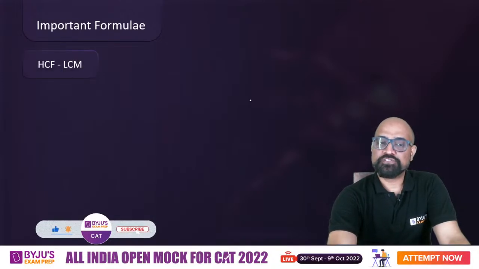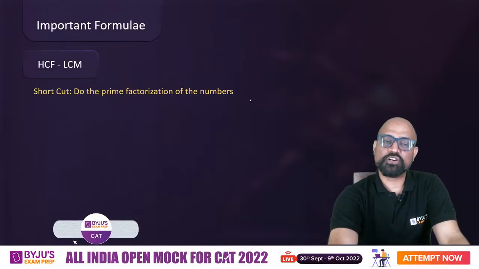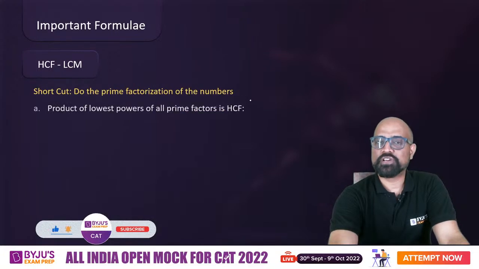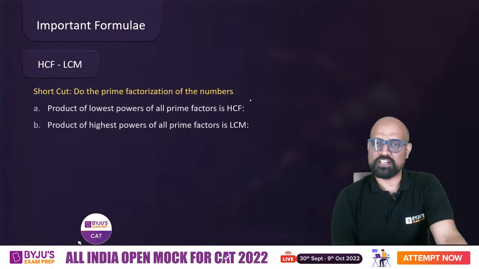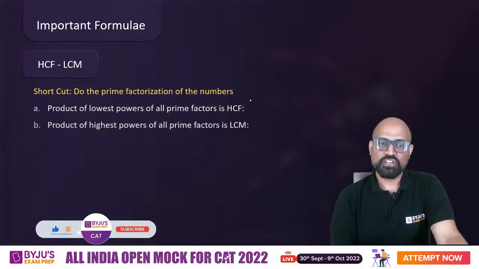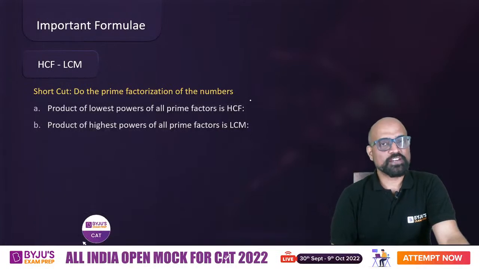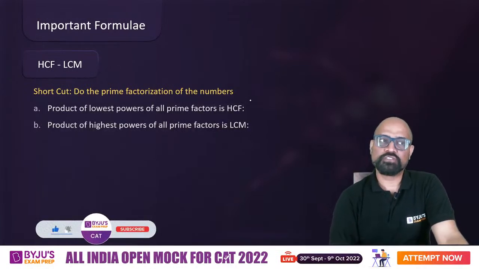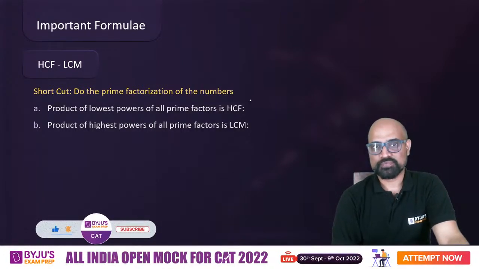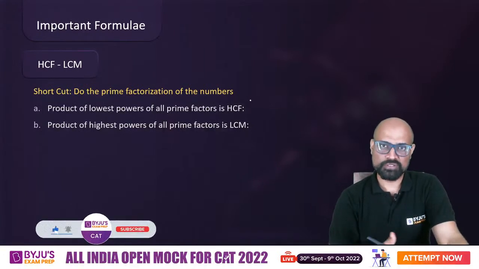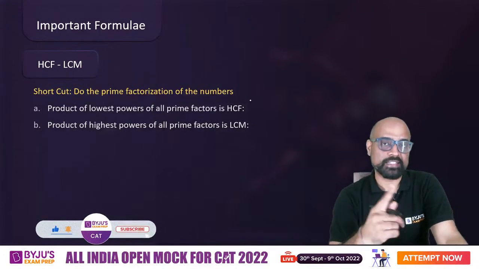Next one is HCF and LCM. So how do you find out the HCF or LCM of two numbers? The fastest way is prime factorization. In order to calculate the HCF, you will prime factorize the numbers, find out the common prime numbers, and write their product with the smaller powers of those prime numbers that exist in the two prime factorizations.